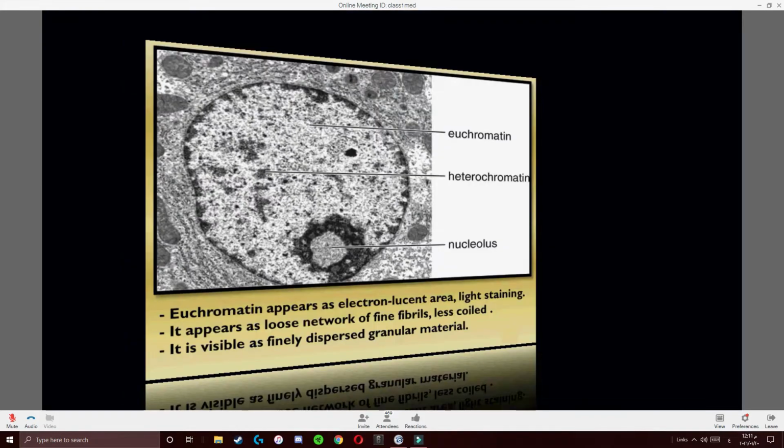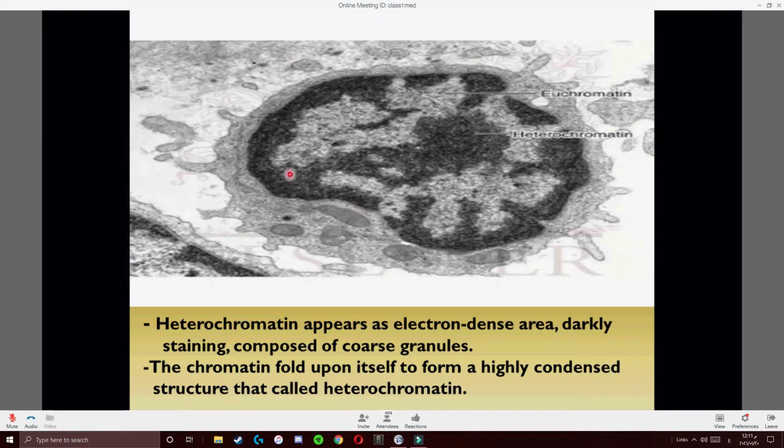While heterochromatin appears as electron-dense area, directly staining, composed of coarse granules. بينما الهيتروكروماتين دائما يظهر غامق اللون نتيجة إنه يتألف من coarse granules نتيجة more coiled فلهذا يظهر directly staining, where the chromatin folds upon itself to form highly condensed structure that is called heterochromatin.